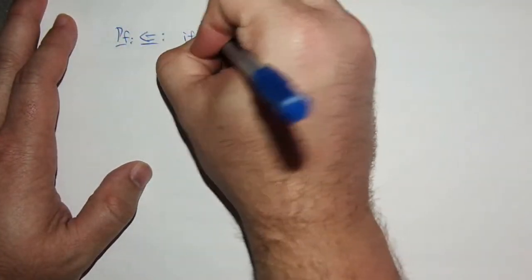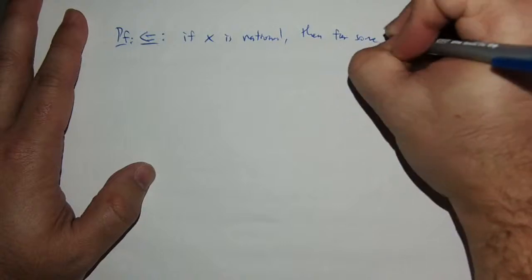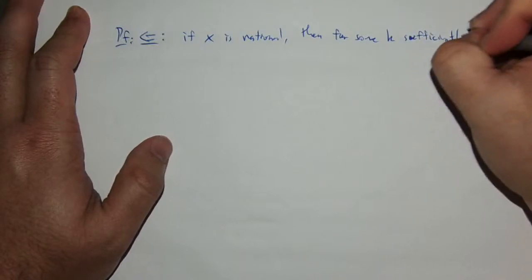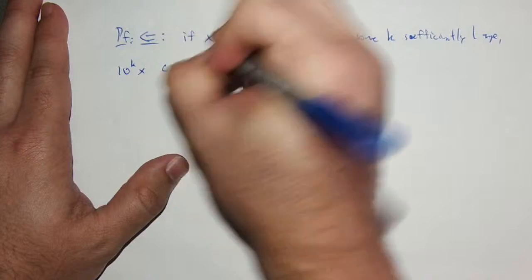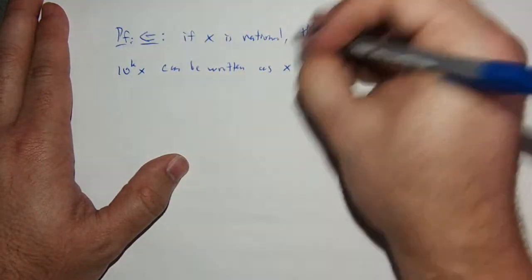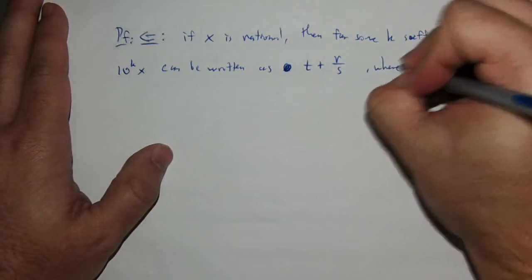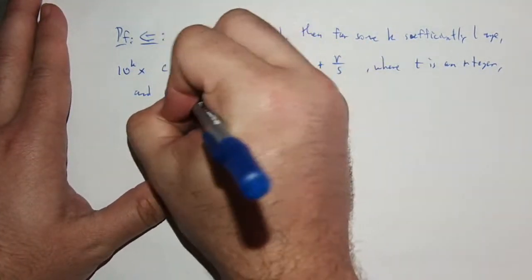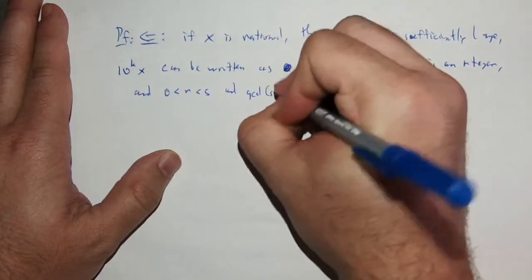So backward direction. If x is rational, then for some k sufficiently large, ten to the k times x can be written as t plus r over s, where t is an integer, r is, that numerator is strictly between 0 and s, and GCD of s and 10 is 1.